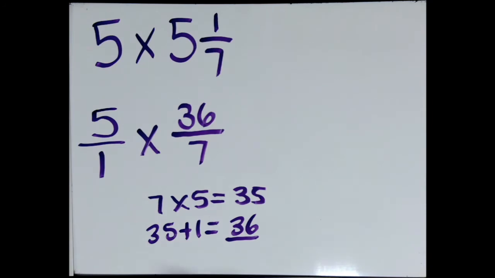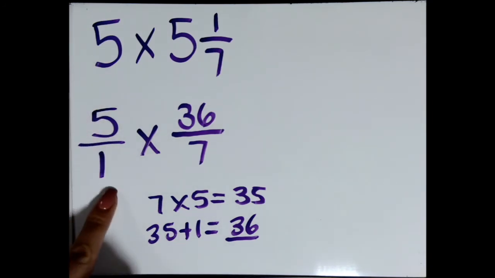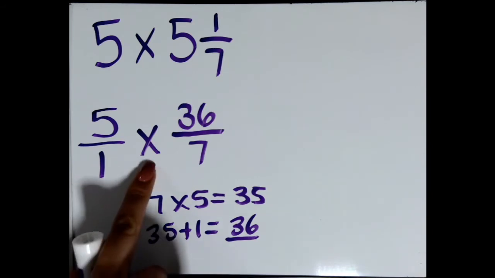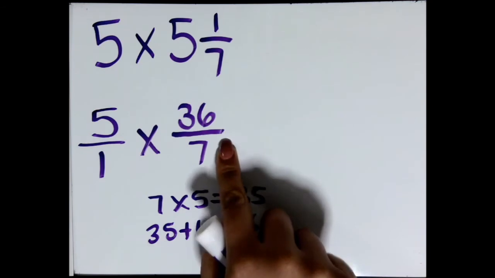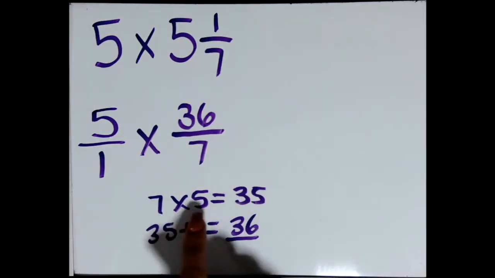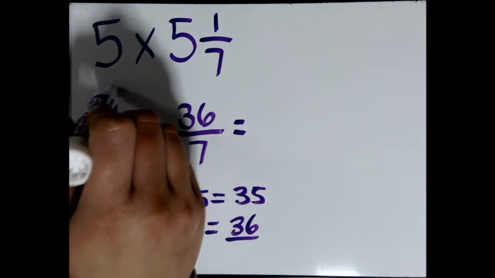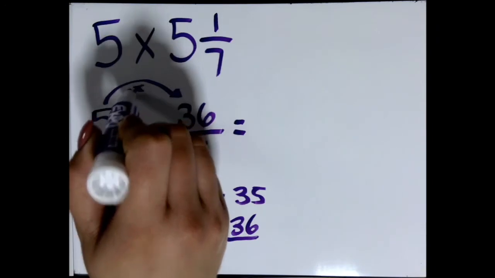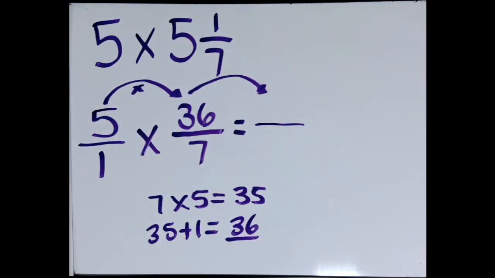Good so far. First step was to make the whole number look like a fraction by putting a 1 under it. Don't forget it's a multiplication. Then make your mixed number into an improper by multiplying, then adding. Okay, next step is to multiply across. You multiply numerator times numerator, and that will give you the new numerator. Let's go ahead and do that.